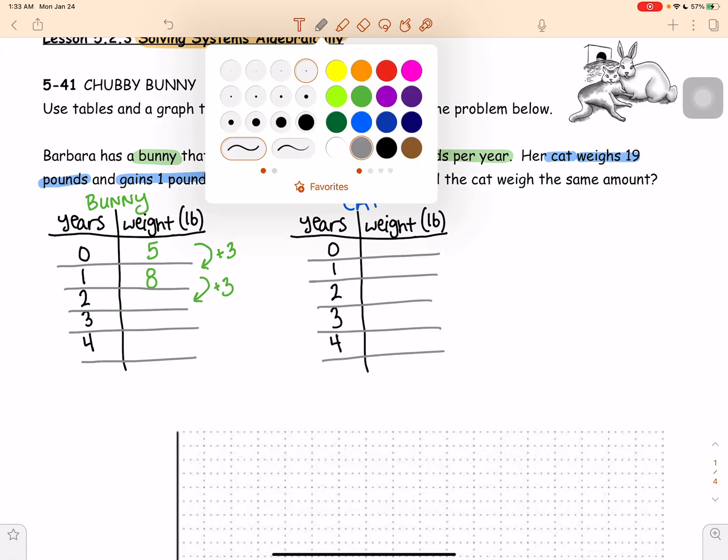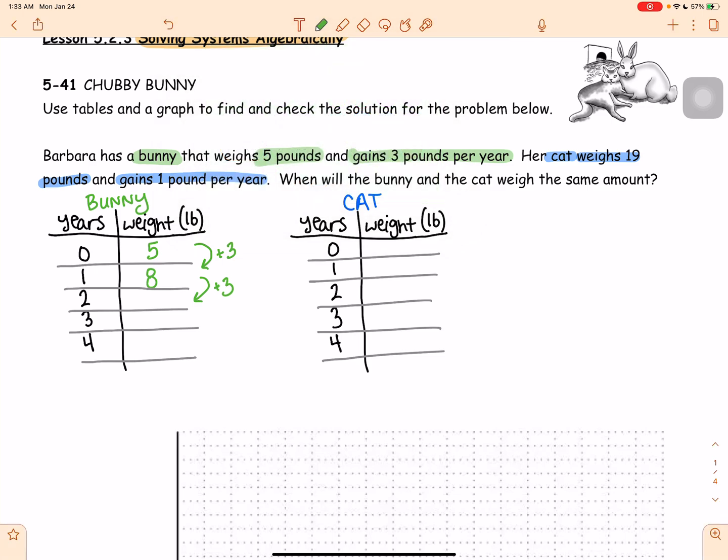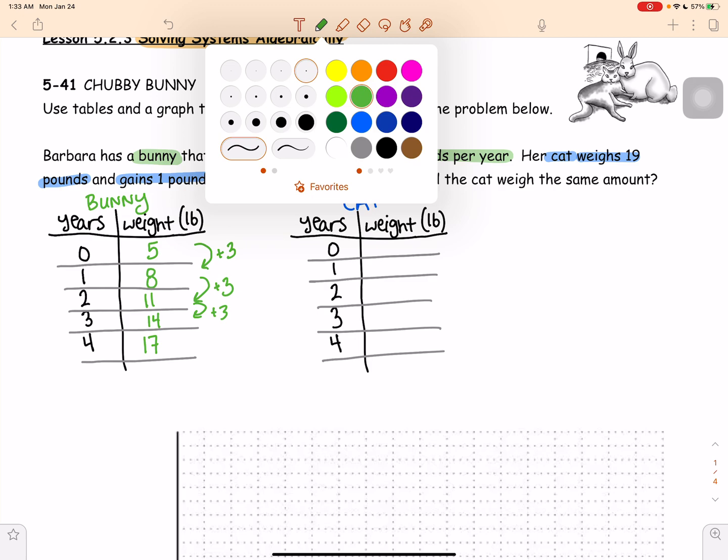Okay. So 8 plus 3 would be 11 pounds after 2 years. Add another 3, 14 pounds. Add another 3, 17 pounds after 4 years. What's crazy is that that's not even as big as the cat yet, right?